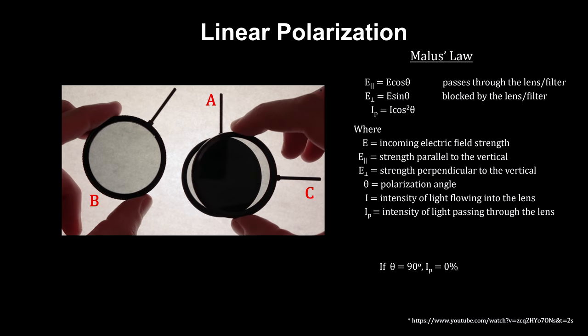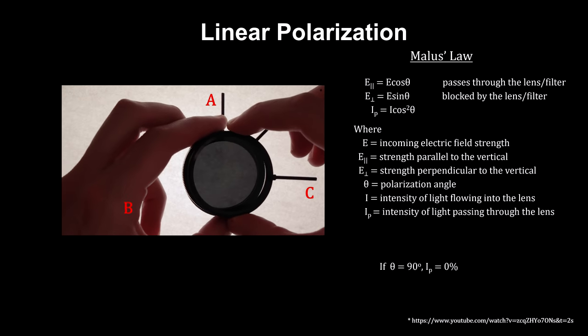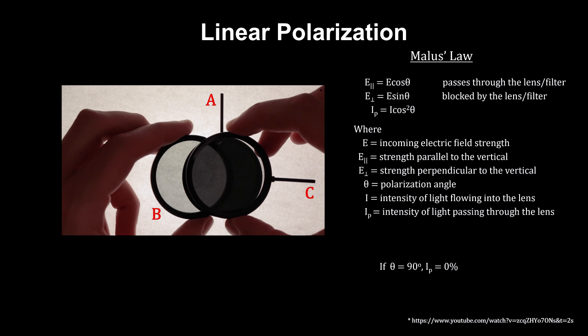Now if we bring in a third lens, lens B, and place it in between the first two, and angle it at 45 degrees, we see that light that could not make it through C before is now coming through. In other words, lens B, designed to reduce the amount of light that reaches C, actually enables more light to get through C.